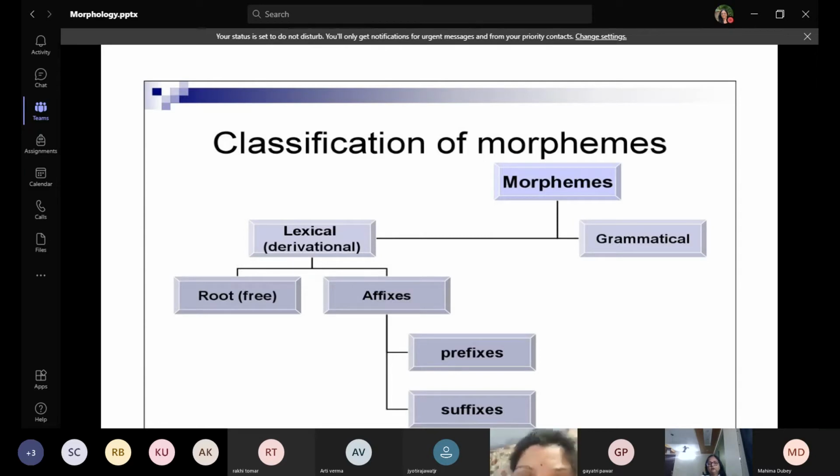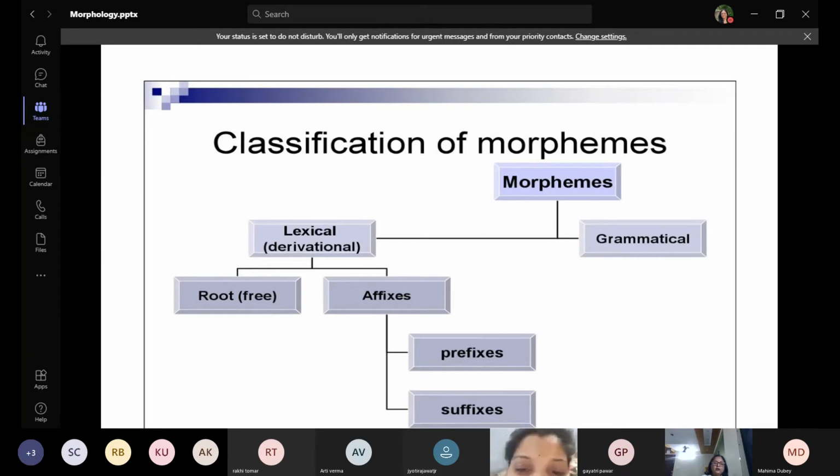Classification of morphemes. There can be derivational morpheme or grammatical morpheme. कोई चीज कहीं से derive होती है, derivational or lexical, that has dictionary meaning, and grammatical. Then in lexical, again you have two. एक तो है root word, singing, sing, root. So that is free morpheme.